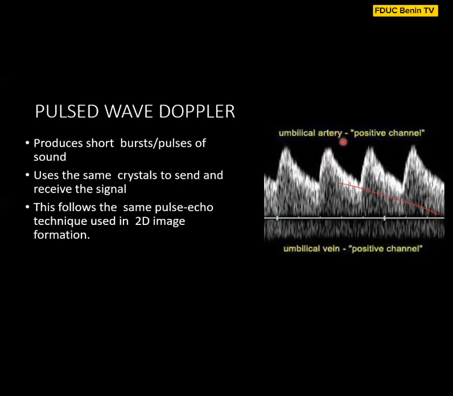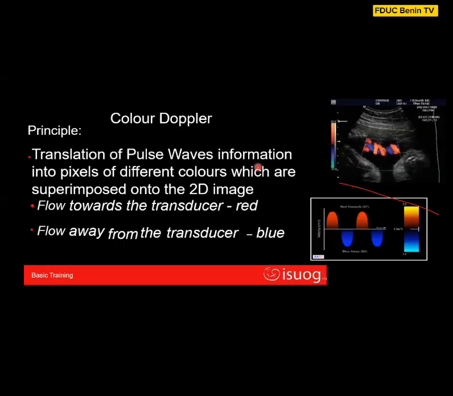So this follows the same pulse echo technique used in 2D, two-dimensional image. The same crystal sends the sound wave, and the same crystal that sends the sound wave also receives it. So this is what you see in pulse wave. This is pulse wave.